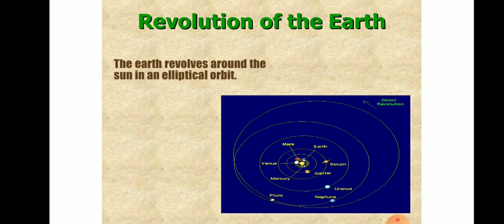Next, we have the second motion of the art, that is revolution of the art. What is this revolution of the art? The art revolves around the sun in an elliptical orbit, is what we know as revolution of the art. Here we have solar system and all planets are moving around the sun on their elliptical orbit.